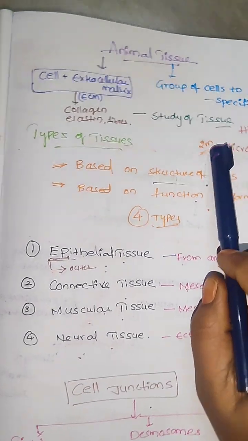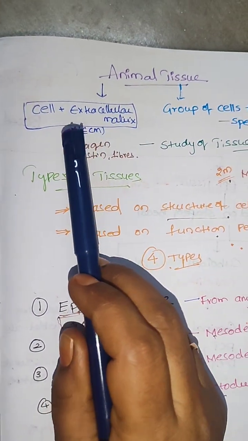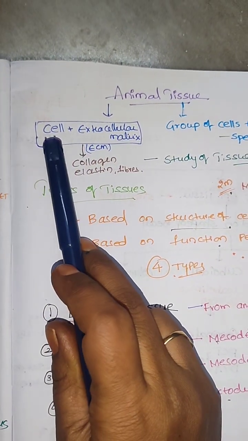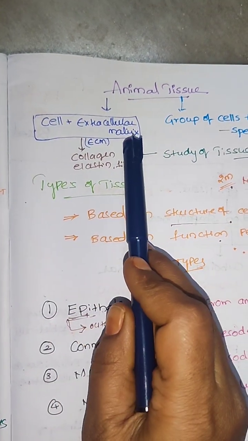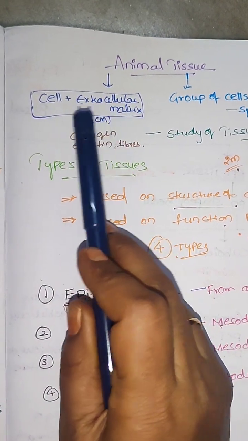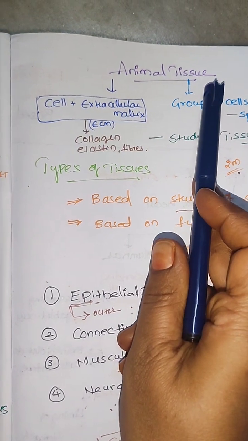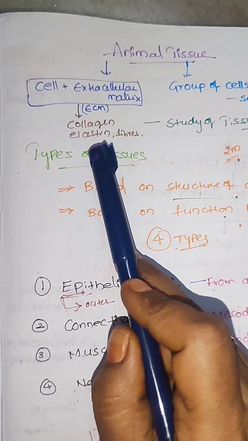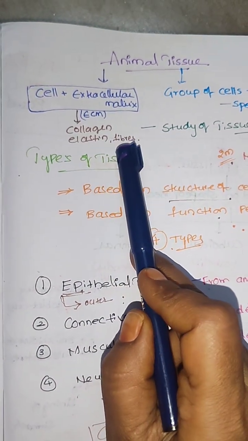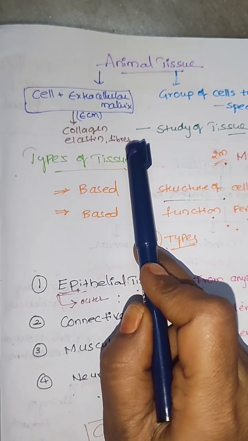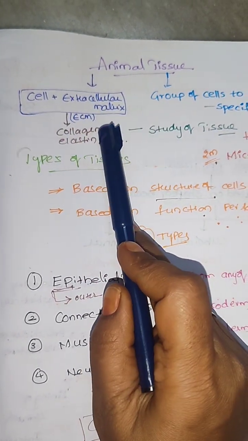That is the question. Here the tissue is formed with the help of a group of cells and also the extracellular matrix. So with the help of these two, the tissue will form. Extracellular matrix means collagen, elastin, fibers and cell bonding proteins. So these are included in the cells.